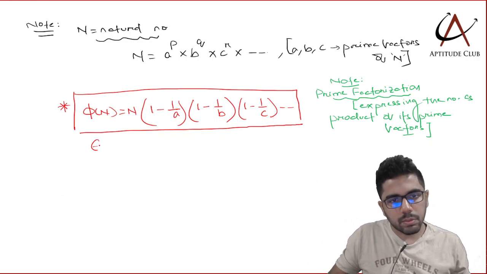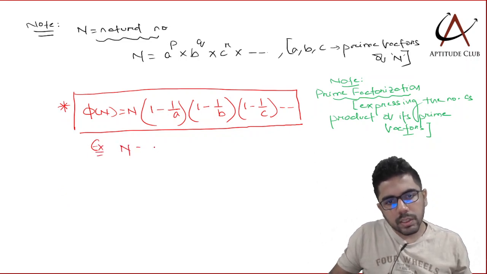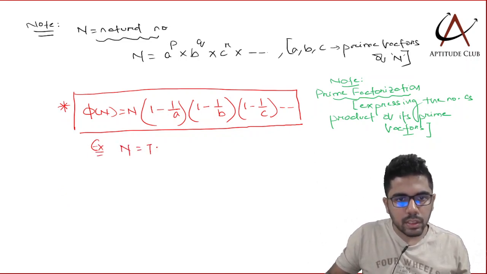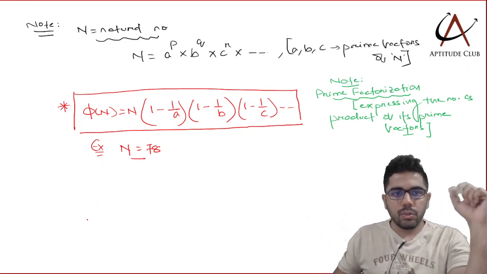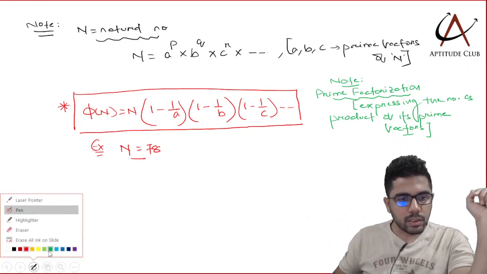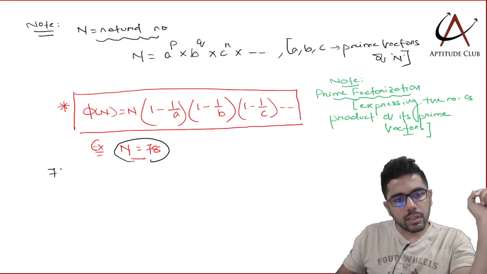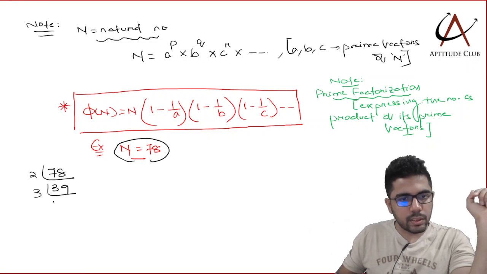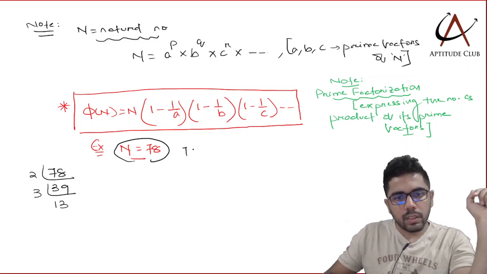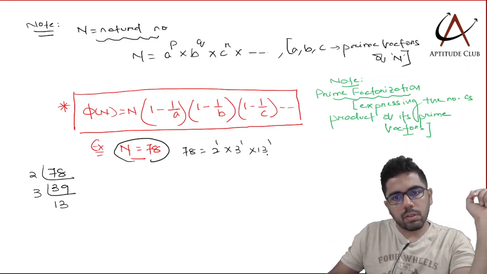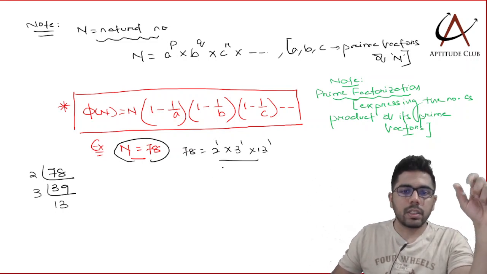Let me take an example. Suppose I'll say n as, let us say, 78. The first step is to prime factorize 78. तो 78 का अगर तुम प्राइम फैक्टराइजेशन देखोगे, कैसे प्राइम फैक्टराइज करते हैं? It is 2 times 39 and then 3 times 13. So 78 I can write it as 2 to the power 1 into 3 to the power 1 into 13 to the power 1. This is called prime factorization.